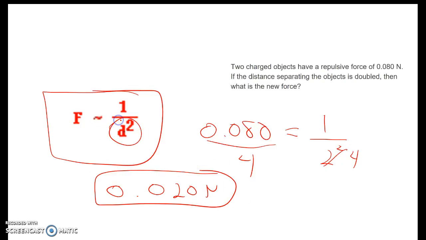So remember the inverse squared law when we did those before, and there'll be some on the assignment where you'll see this.